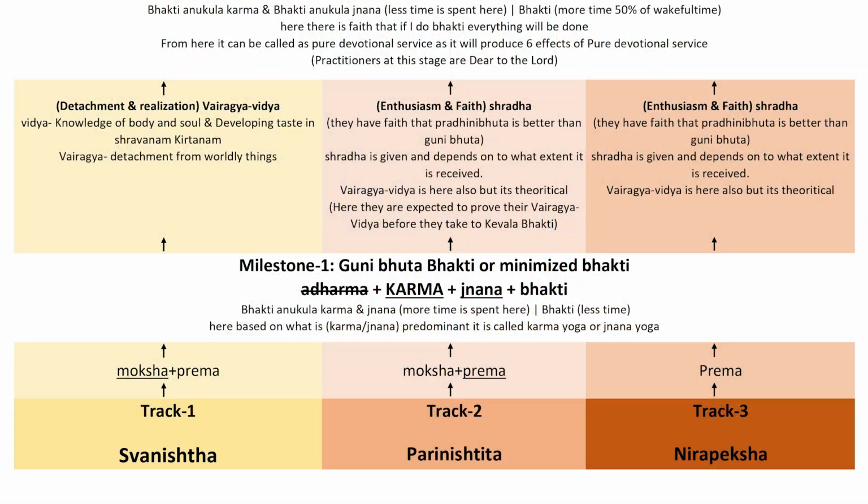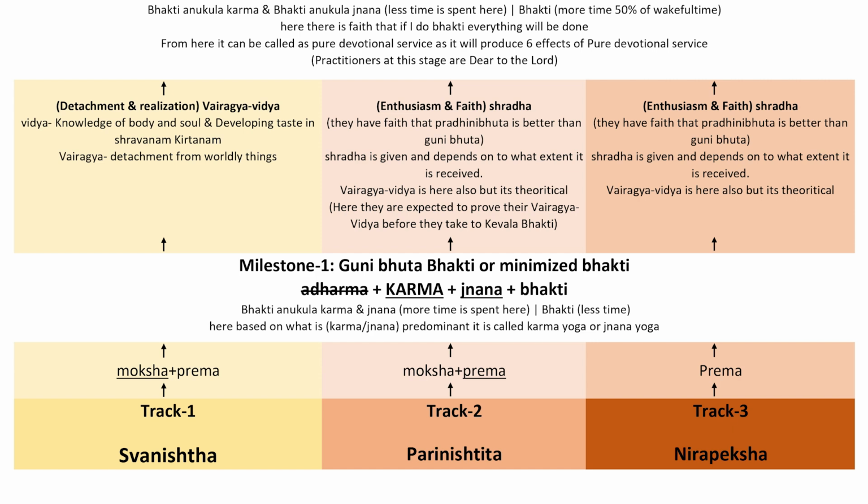Okay, see, these are the tracks that we have discussed till now. So we have discussed clearly that these 3 tracks, this is the goal that they have. Moksha plus Prema. Moksha plus Prema. And here only Prema. Clear, everyone? Now we go to the next one. That is, this is a track. And the milestone is this, or stage 1. Guni Bhuta Bhakti or minimized Bhakti.